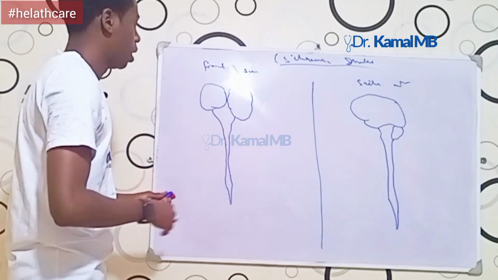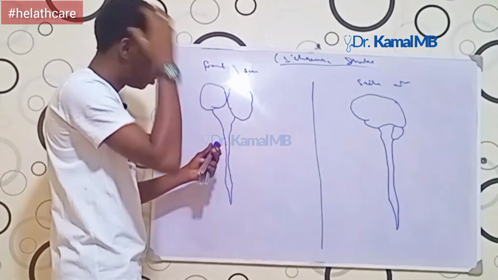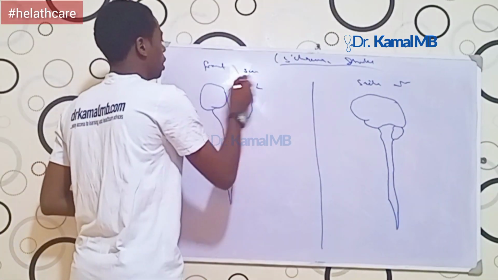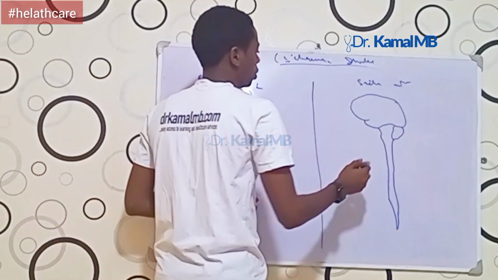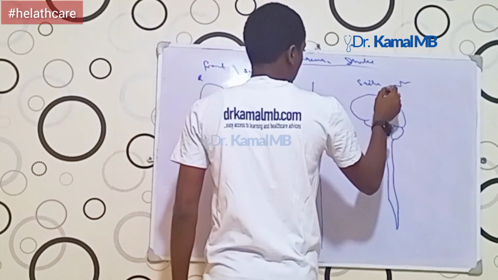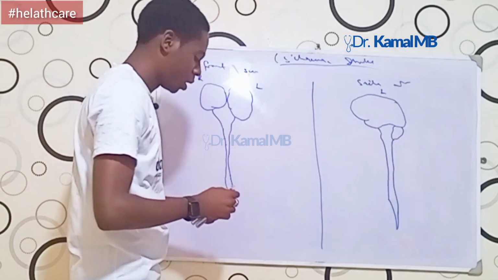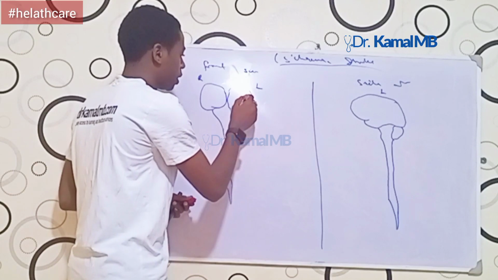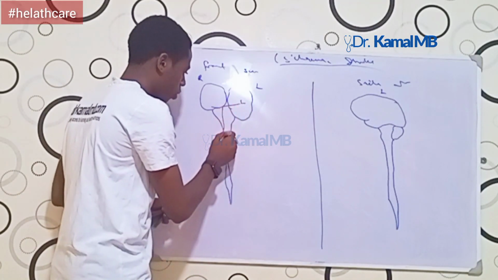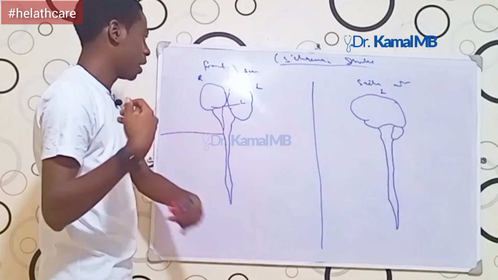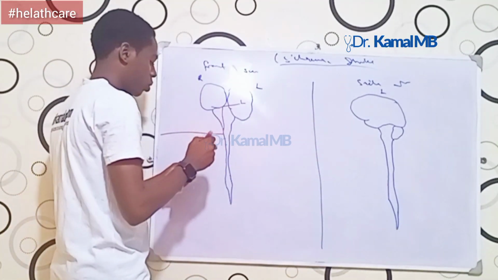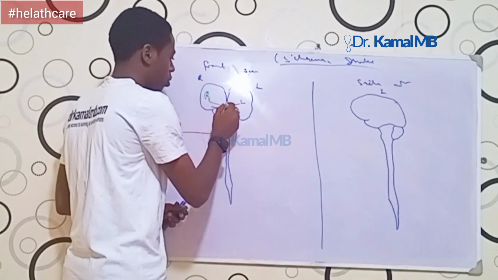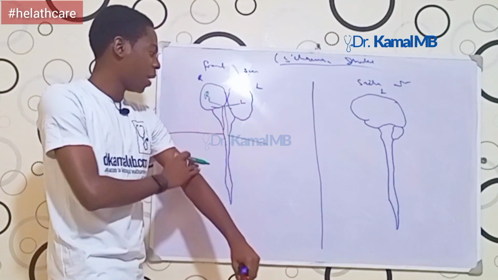So this brain, assume this is the right side of the brain. Let's assume this is the left side and this is the right side, and let's assume we view this from the left side. The left side of the brain crosses over and controls the right side of the body. And also the right side of the brain crosses over and controls the left side of the body.